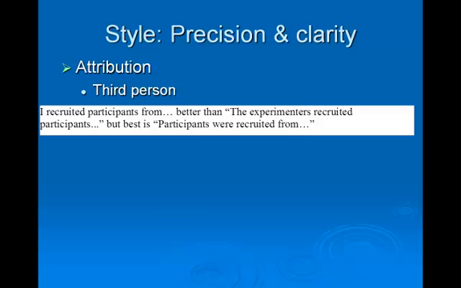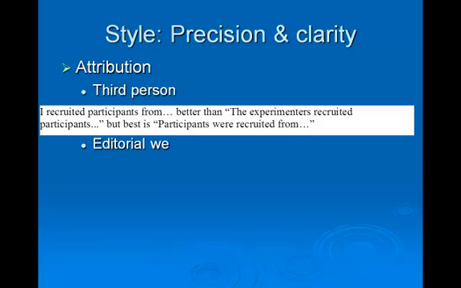So an example here. Better to say "I recruited participants from yada yada" than to say "the experimenters recruited participants," because that's maybe misleading. Like, well, who were the experimenters? I thought you were the experimenter. But better than that is to say just "participants were recruited from," because in this case it's usually clear if it's in your method section. We know you're the one doing it, and unless you've introduced some other experimenter somewhere along the line in the methods, it's pretty clear what you're talking about.